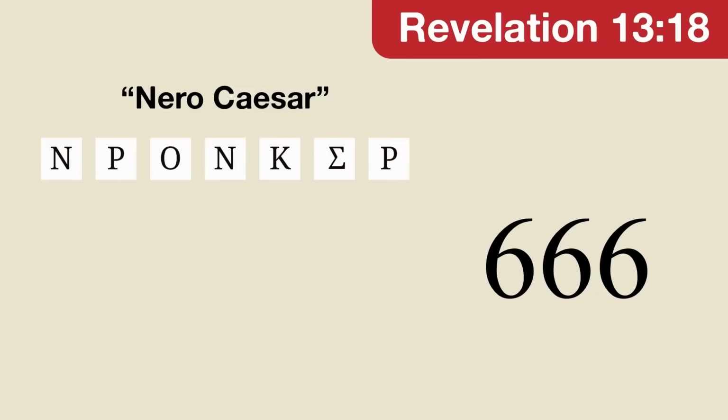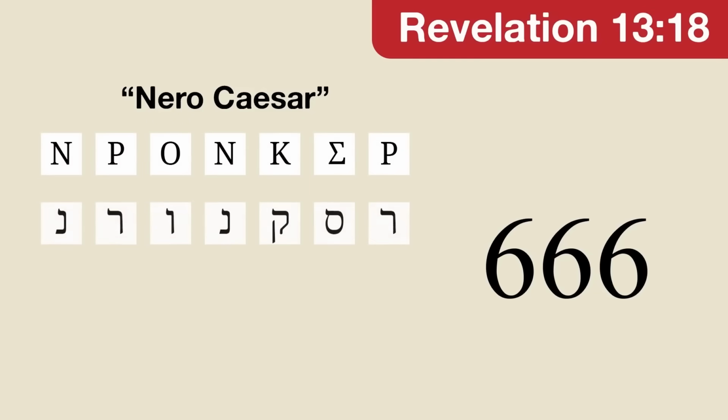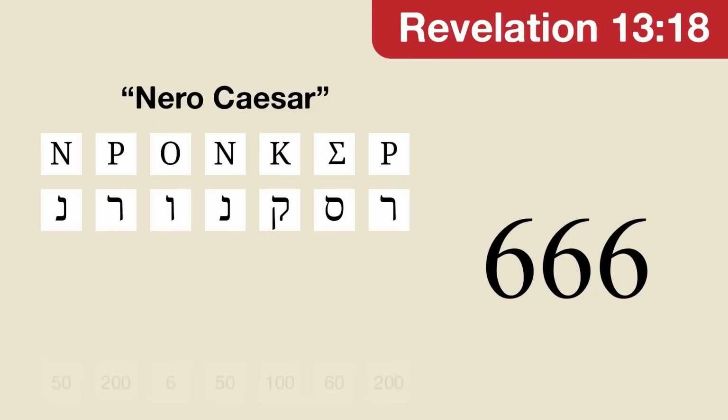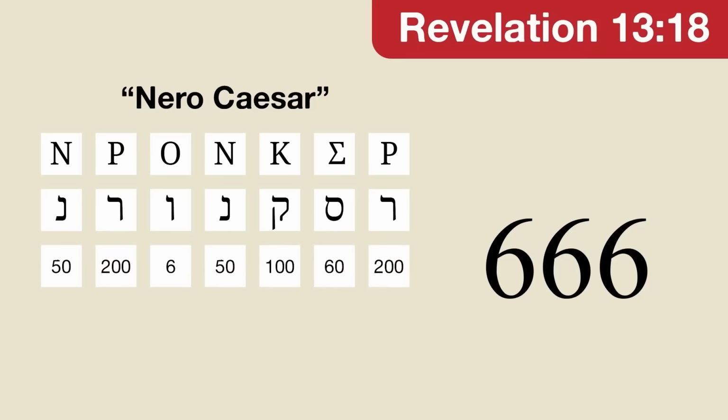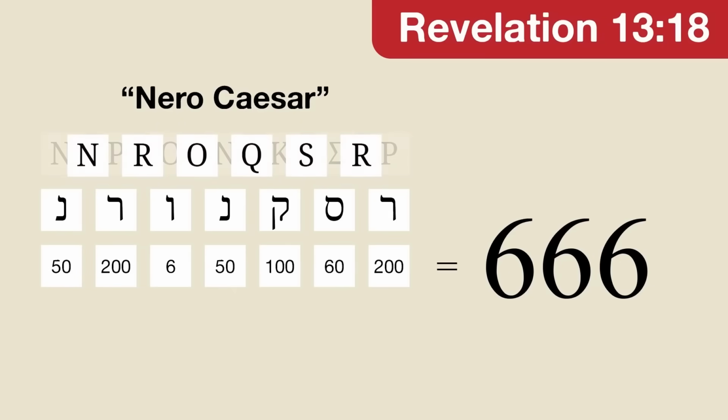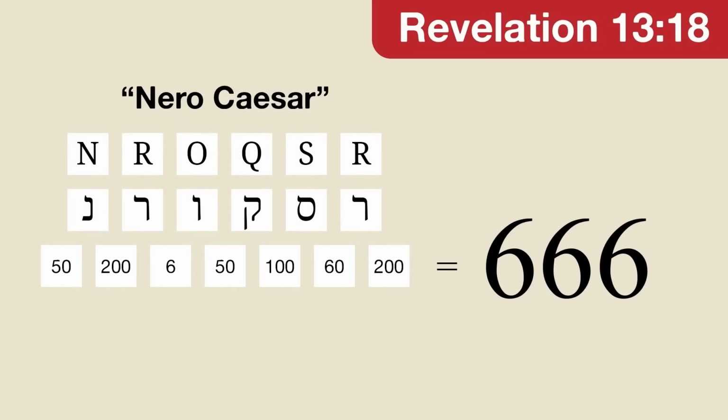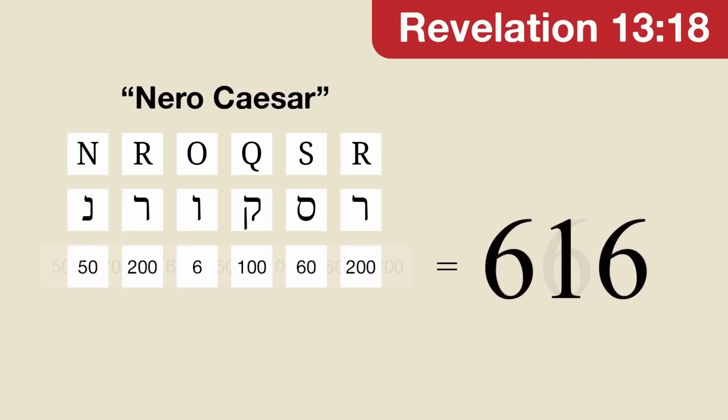If you switch the Greek consonants with Hebrew consonants and add up the numbers associated with each letter, you get 666. Or alternatively, if you switch the Latin consonants with Hebrew consonants, you get 616, which some scholars argue is the more accurate translation of the number.